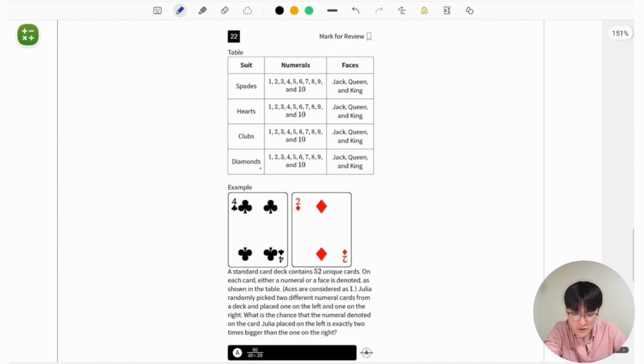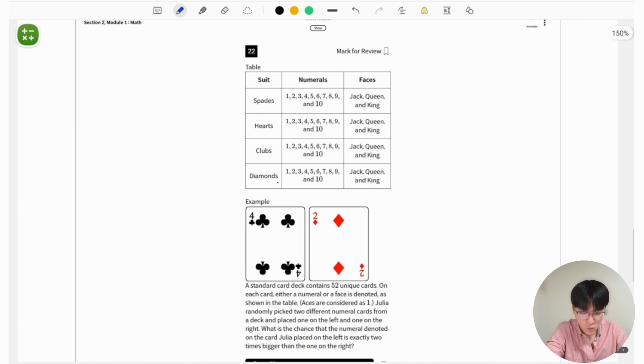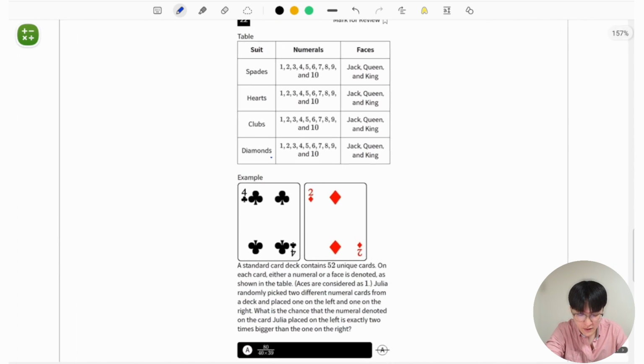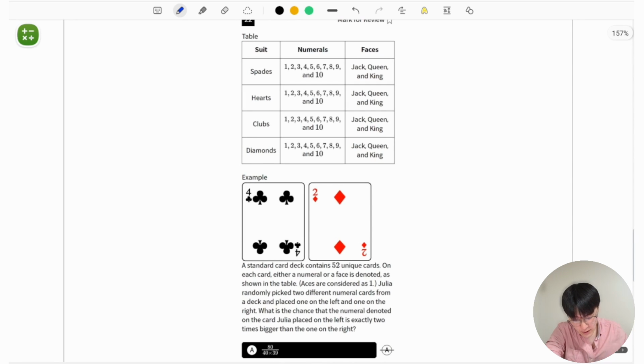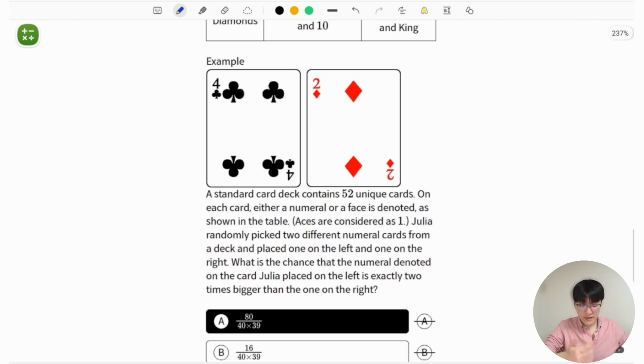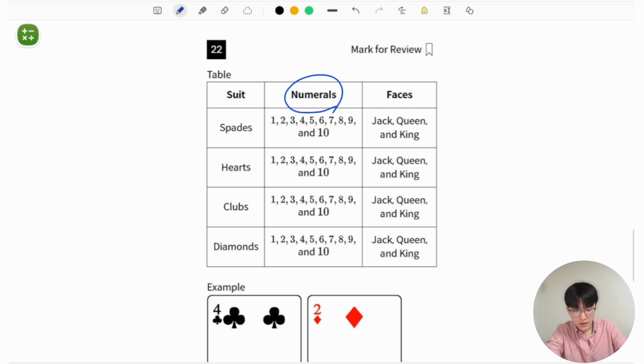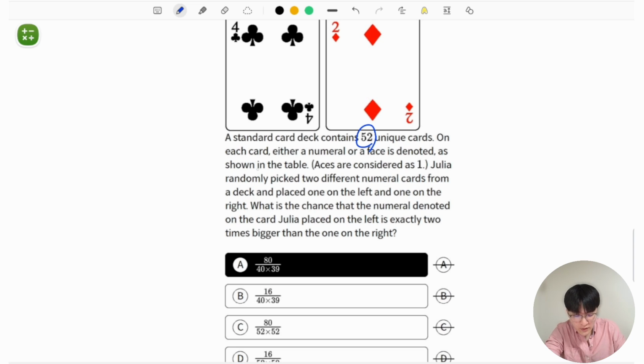All right, moving on to the final question for Test 1, Module 1. We have this daunting looking question. Let's take a look. A standard card deck contains 52 unique cards. On each card, either a numeral or a face is denoted. So numeral as in just numbers, 1, 2, 3, 4, 5, 6, 7, 8, 9, 10. And faces, which is Jack, Queen, and King, as shown in the table. Aces are considered as 1.